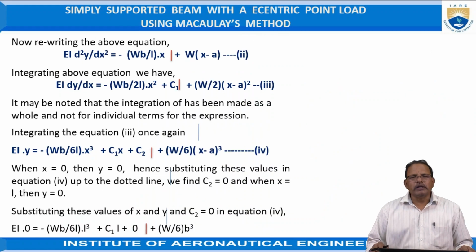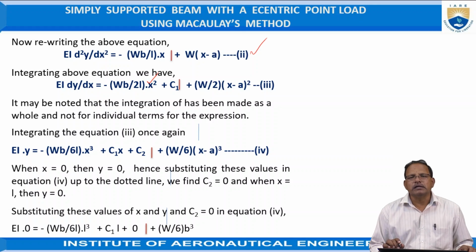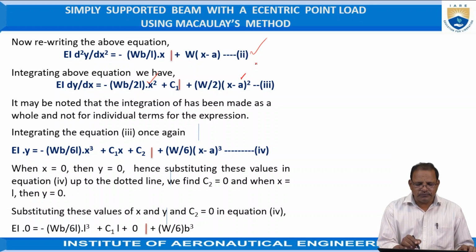Now rewriting these equations, since the bending moment at any section is given by EI d2y by dx square, which is equal to minus of W b by L into x plus W into x minus a. Integrating the above equation with respect to x, we get minus of W b by L, the integration of x is x square by 2, plus one integration constant C1, plus W into x minus a. Here x minus a is treated as a single term, hence its integration is x minus a whole square divided by 2.